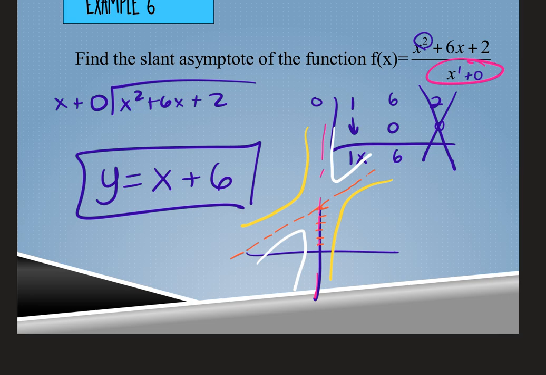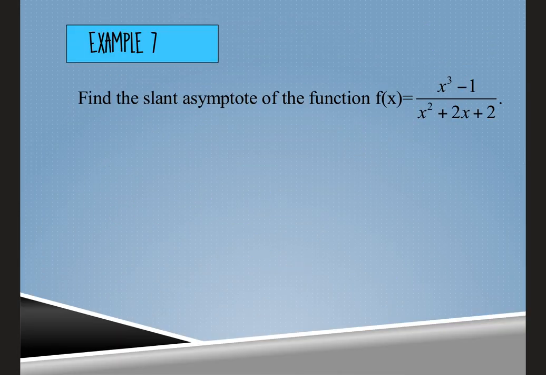For the slant, like, do you know if it's going to go like this? It would depend on what this first sign is, if that would determine if it's positive or negative slope. So if it was a negative. Correct. Yep. All right, example 7, find the slant asymptote of the function.